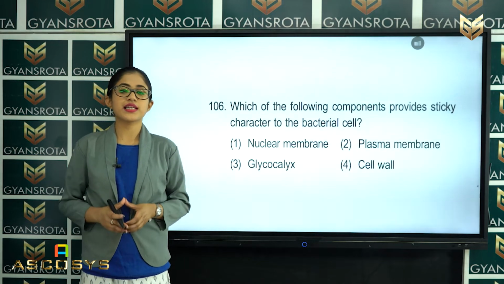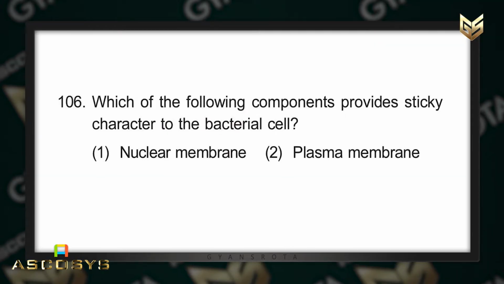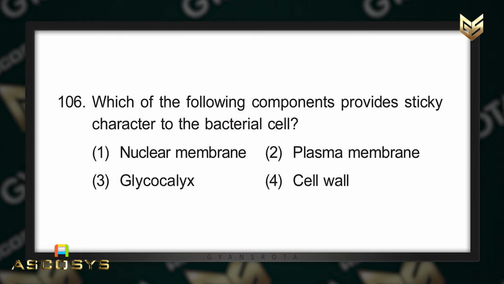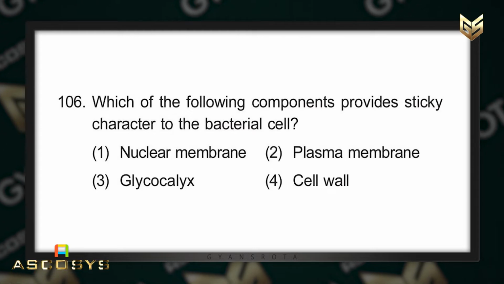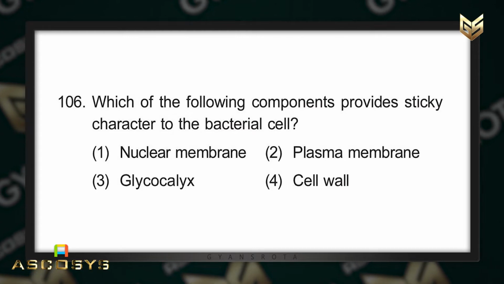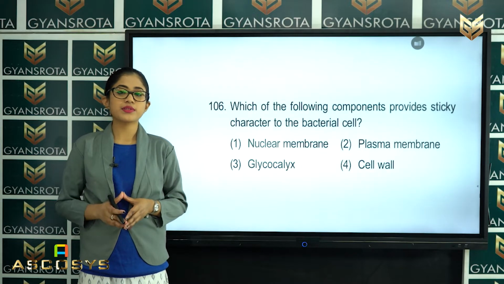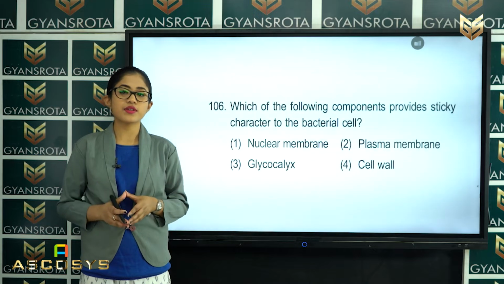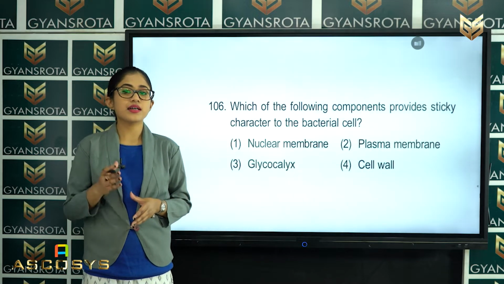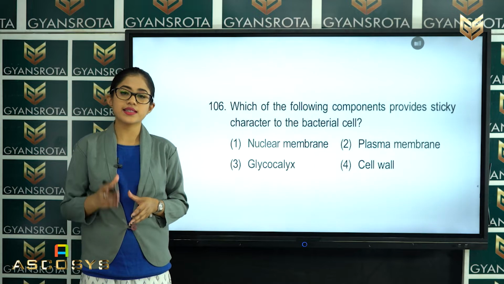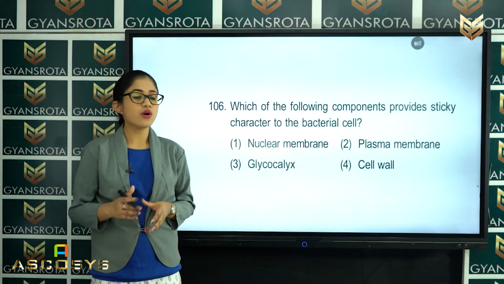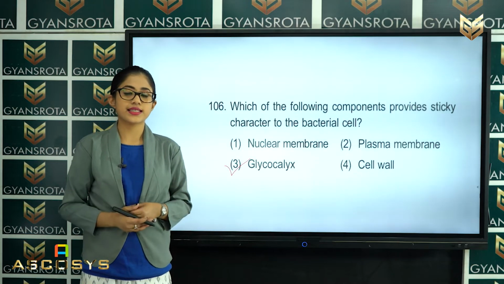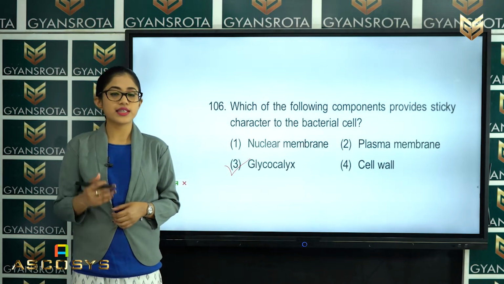Now in the next question, that is question number 106: which of the following components provides sticky characters to the bacterial cell? Nuclear membrane, plasma membrane, glycocalyx or the cell wall? In the chapter Cell: The Unit of Life, we have discussed this. The components of the bacterial cell include the glycocalyx, and it provides the sticky character of the bacteria. So what is the correct answer here? That is option number 3, glycocalyx. Now let us move on to the next question.